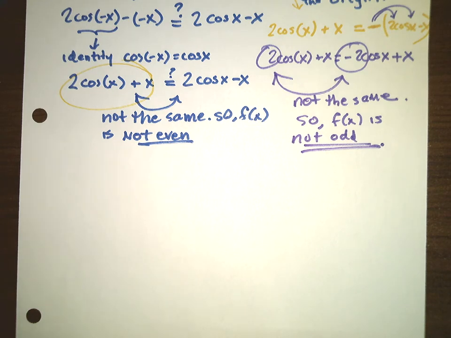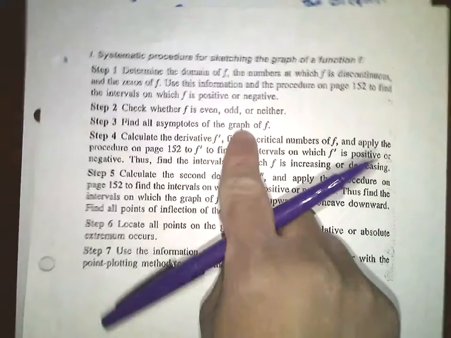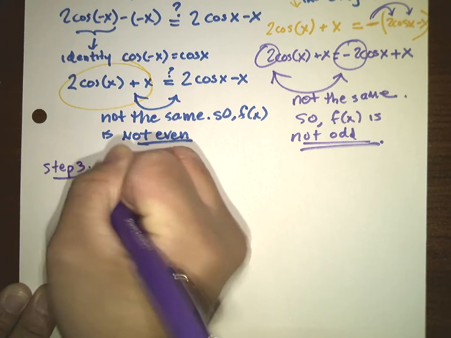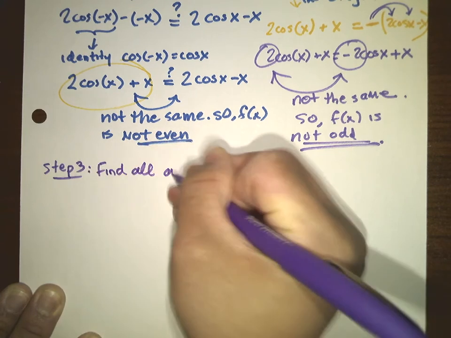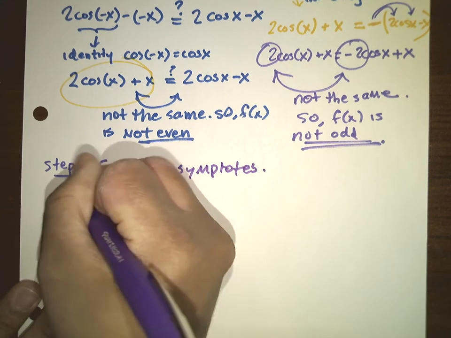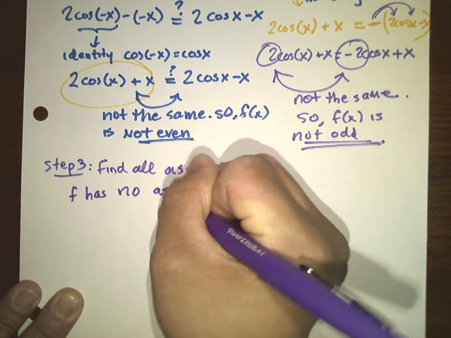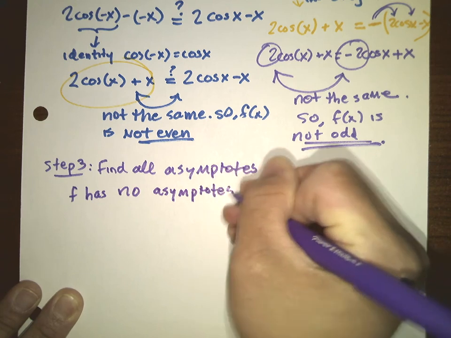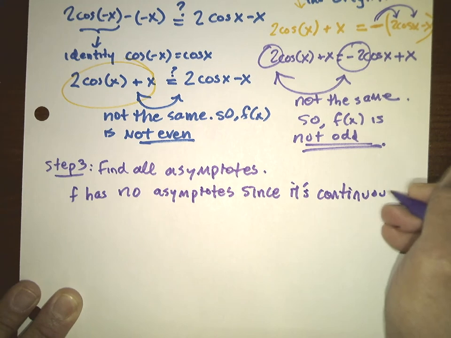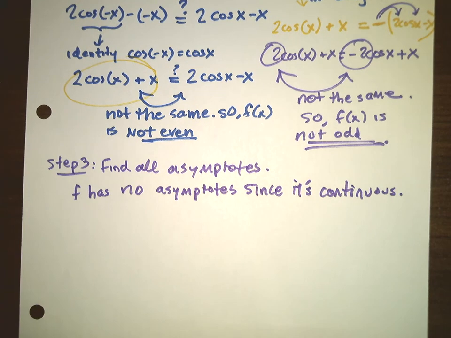So now, step 3. Step 3 was to find all asymptotes of the graph of f. But the good news is that f has no asymptotes since it's continuous. Right? So that's the good news, that's the shortest step that we've had so far.